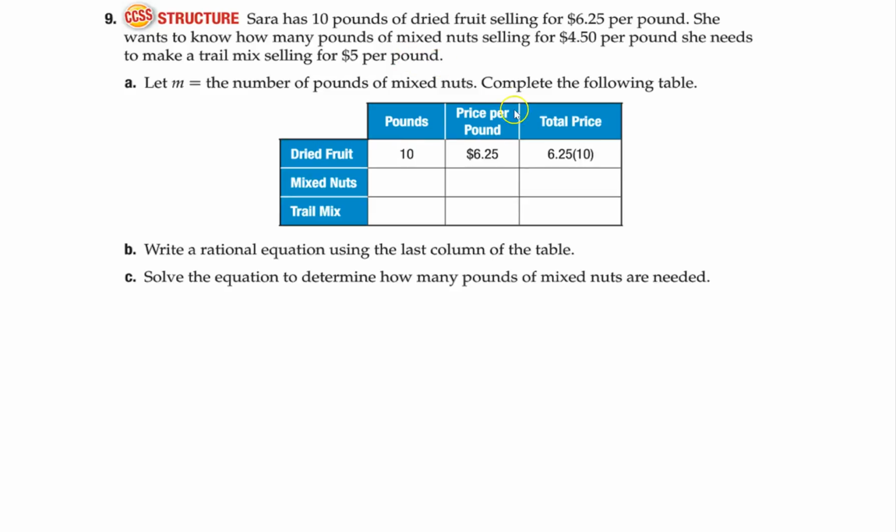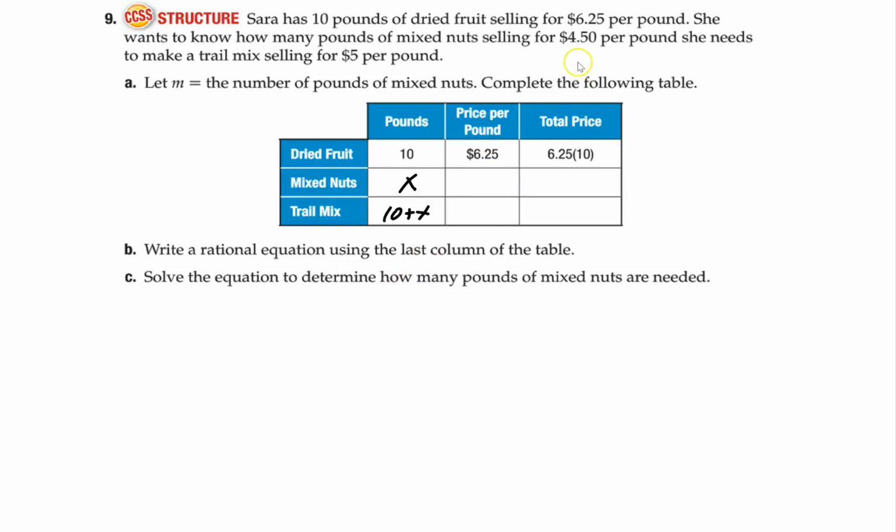In this one, Sarah has 10 pounds of dried fruit selling for $6.25 a pound, and she has some mixed nuts she's selling for $4.50 a pound, and she wants to make a trail mix selling for $5 per pound. So that means she's a hipster, and she probably wants to sell this at Trader Joe's or something. But let's help her out. They already have it set up for us. How many pounds of dried fruit? It said 10. She wants to know how many pounds of mixed nuts, so that's her x. And remember, our trail mix is adding this plus that, so it's 10 plus x.